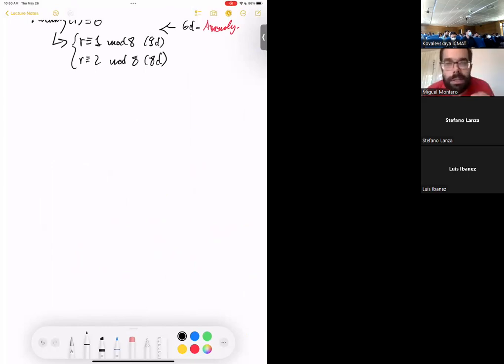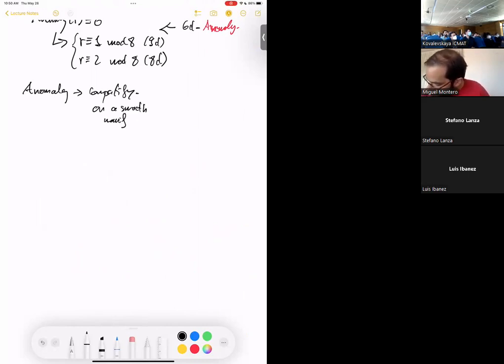The question that Jose asked is really the key question. Usually when you have an anomaly in field theory and you compactify, this is just a different background of the theory. How can you get an anomaly? Well, this is really what the cobordism conjecture is telling you. This is true if you compactify on a smooth manifold. But we are not compactifying on a smooth manifold. We're compactifying on T3 mod Z2.